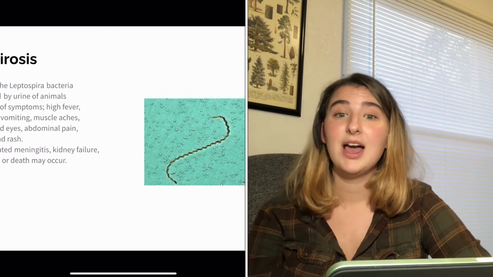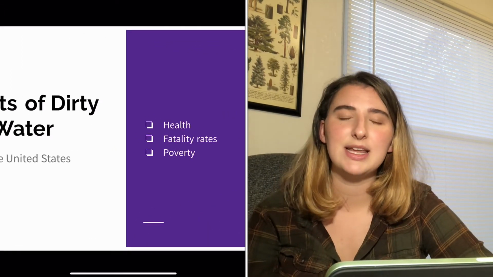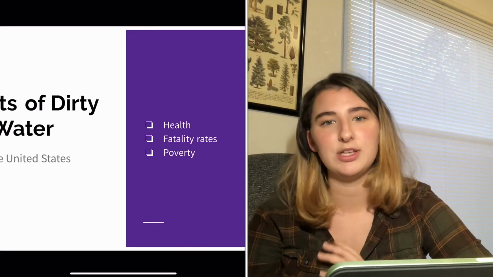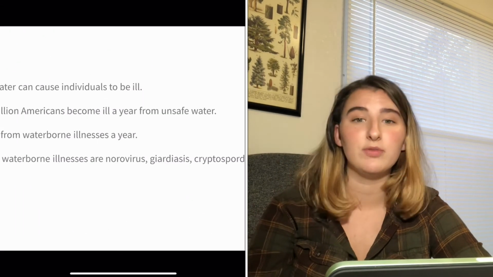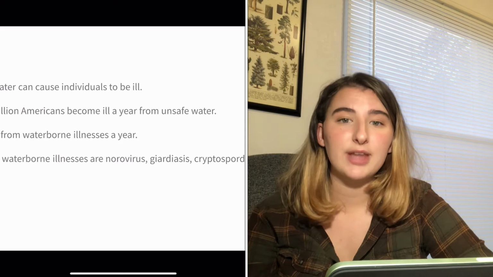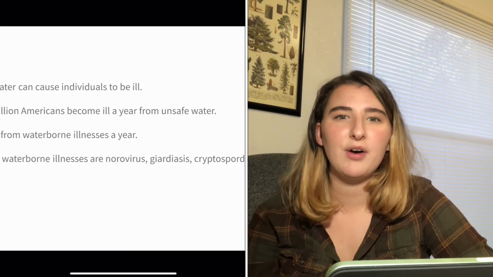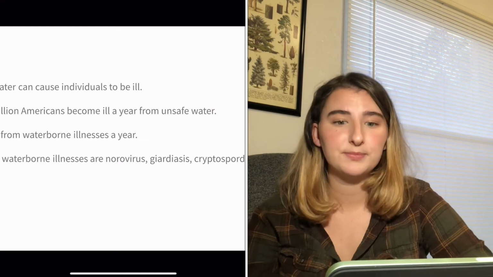The poverty, unsafe water is directly related to poverty in America because in these lower income areas where we see larger amounts of immigrants, people of color, or just less money in general, these are the areas where we're seeing unsafe water. So a large amount of mobile homes.